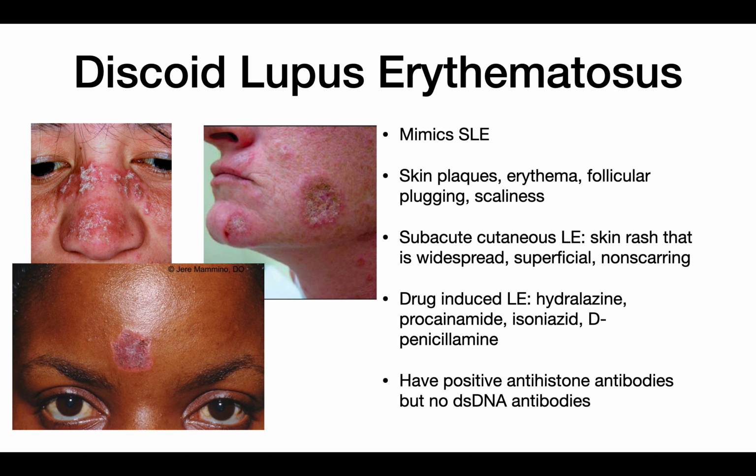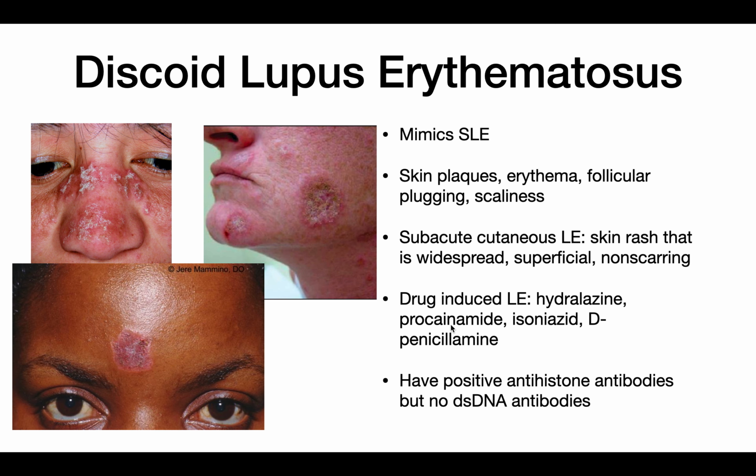Okay, so discoid lupus erythematosus is an unfortunate cousin to SLE, and in this one you get these skin plaques, as you can see here. Erythema, follicular plugging, scaliness. It's a little bit harder to see the scales in a patient of color, so you have to be careful, right? Usually the skin rash is widespread, superficial, and non-scarring, and it can be drug-induced.